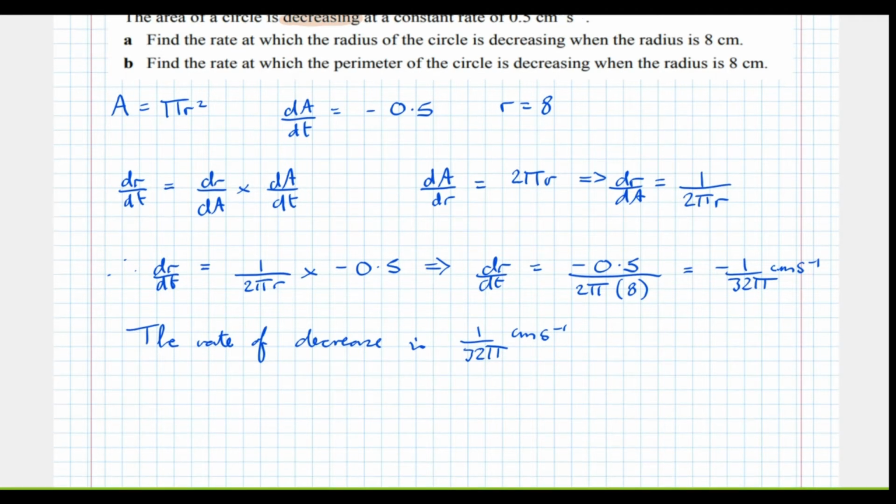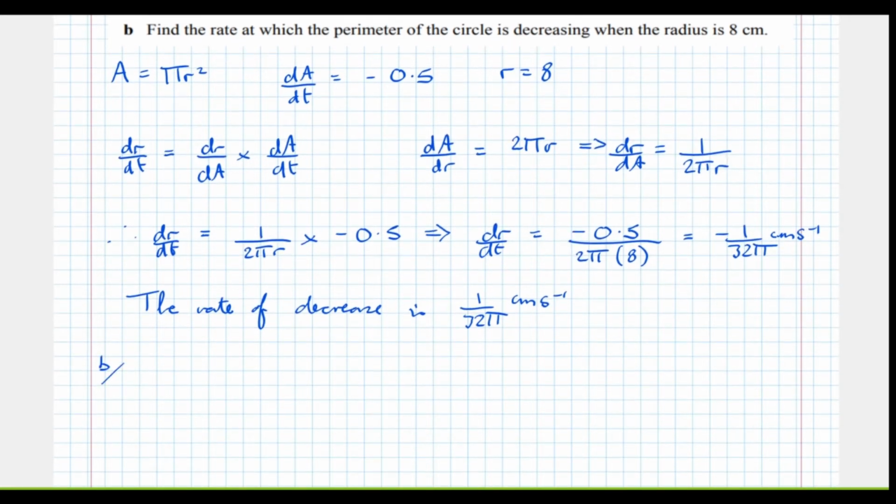Let's try another, part B. Find the rate at which the perimeter of the circle, so perimeter is 2 pi r, and the rate that we need, dP by dt, and we're told again that r equals 8. So dP by dt we can form using a differential with dP on the top, dt on the bottom, and the variable we haven't yet mentioned we can fill the gaps with.